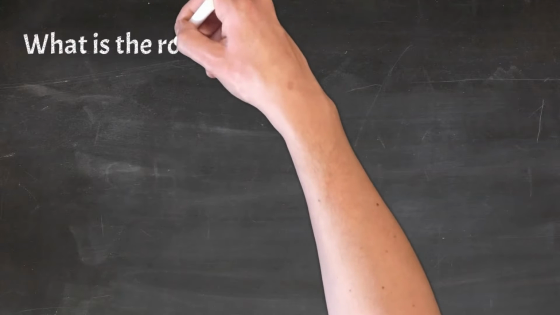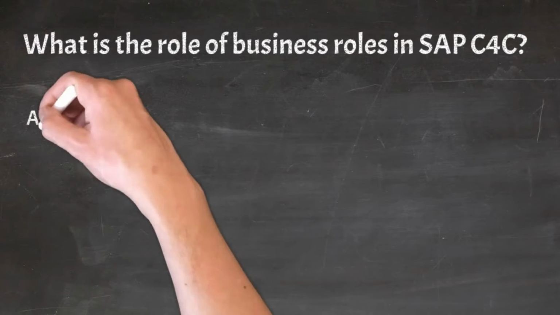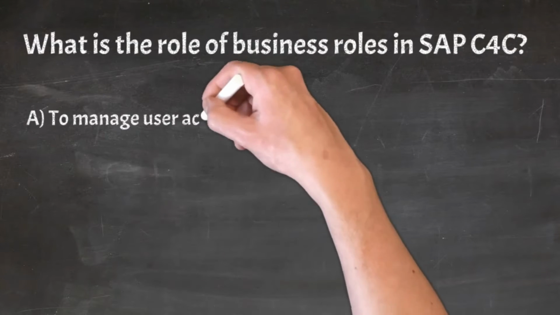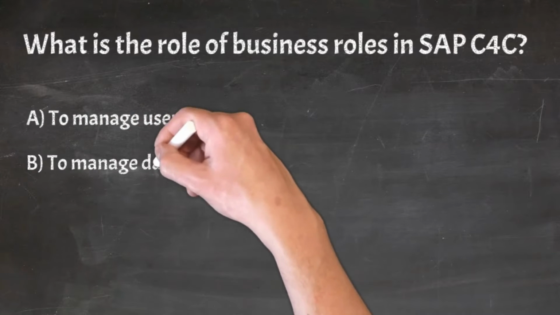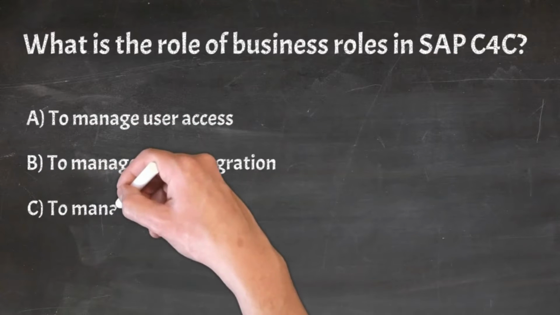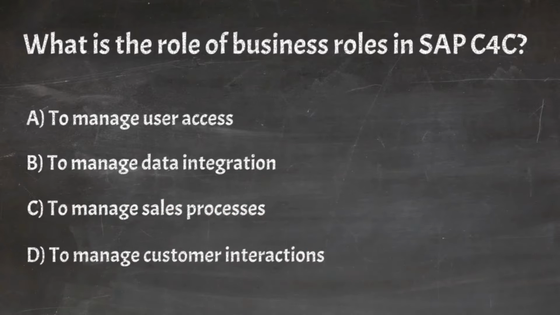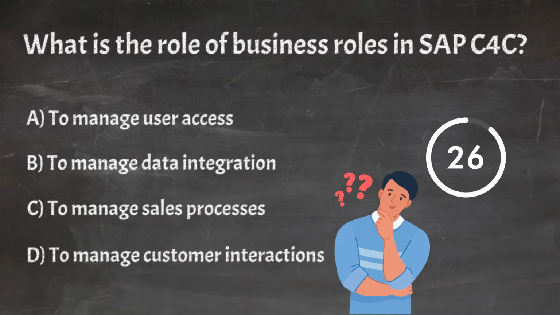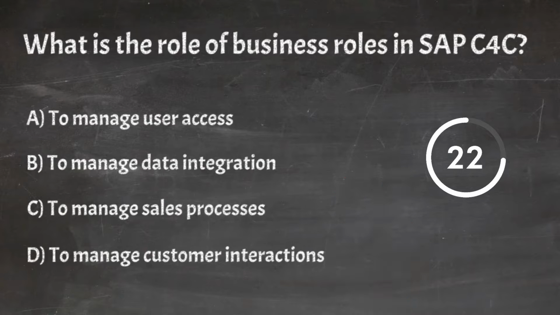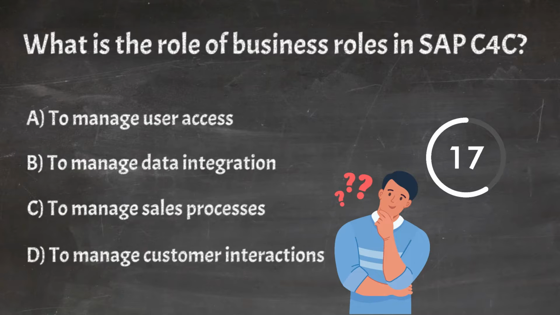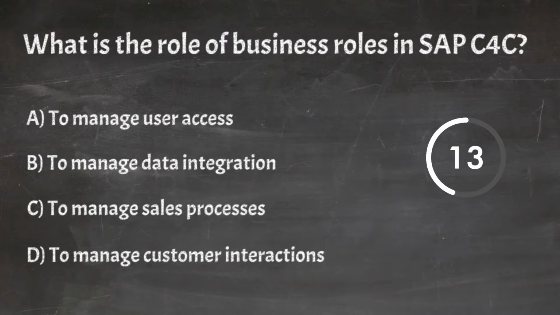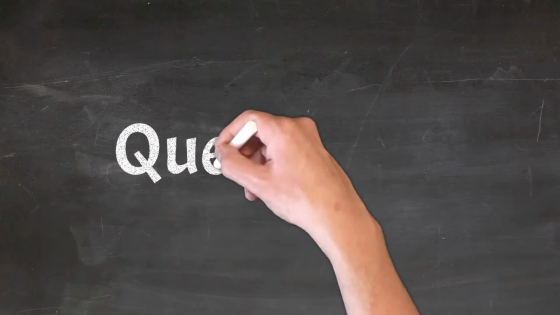Question 5. What is the role of business roles in SAP C4C? A. To manage user access. B. To manage data integration. C. To manage sales processes. D. To manage customer interactions. Correct answer A.